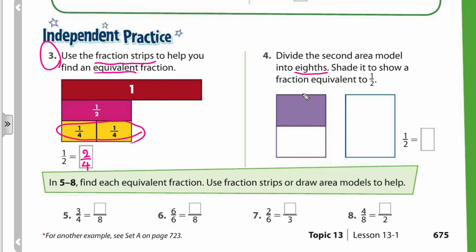to show 1/2. Okay, so we need to start by dividing it into 8s. Of course, we will draw the same line here first, right? Then how to continue? I want how many parts in the whole? 8s means how many parts in the whole?